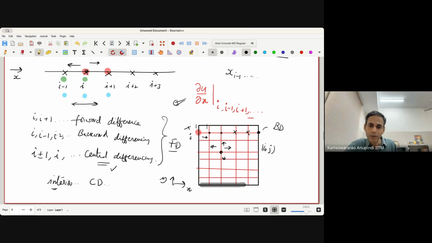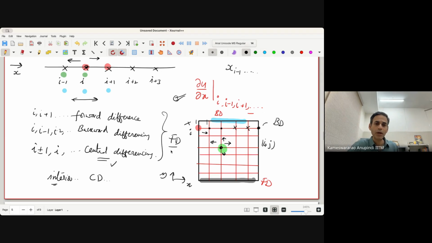Similarly, I can make use of forward differencing if I am on this side, and if I am on the top, I can only make use of backward differencing. But if I am in the interior, I can make use of central differencing. That means we can only make use of forward differencing here, backward differencing here, and so on. That is how we decide what difference to use where, and that is how these have come up.